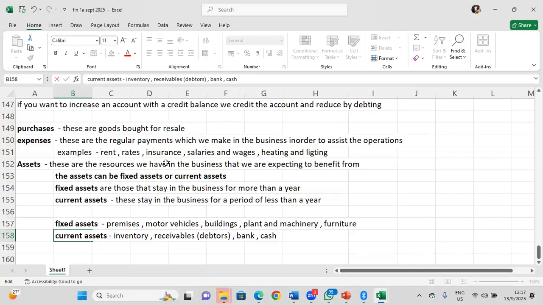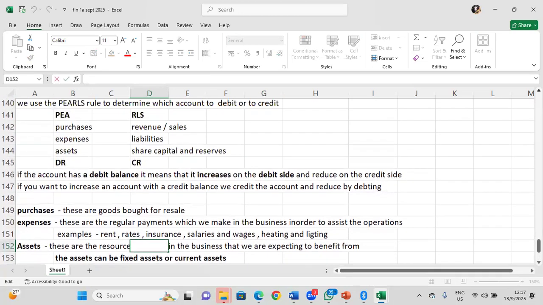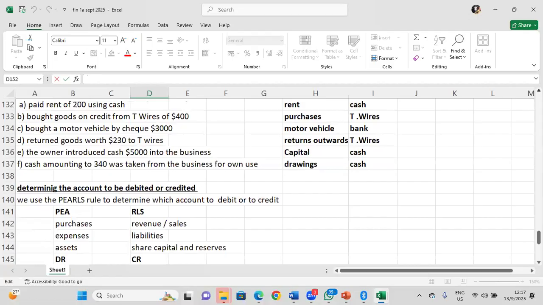So why do you need to know this? Because when you're saying paid rent using cash, you need to know that cash is an asset. And if you pay using an asset, you are reducing an asset. Because the asset is a debit balance, you reduce it on the credits.